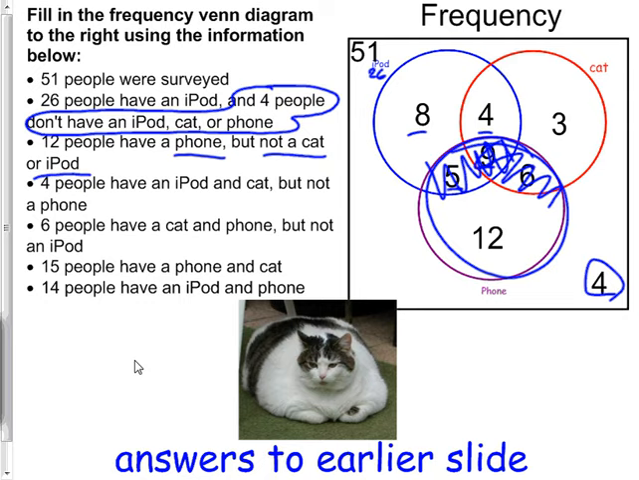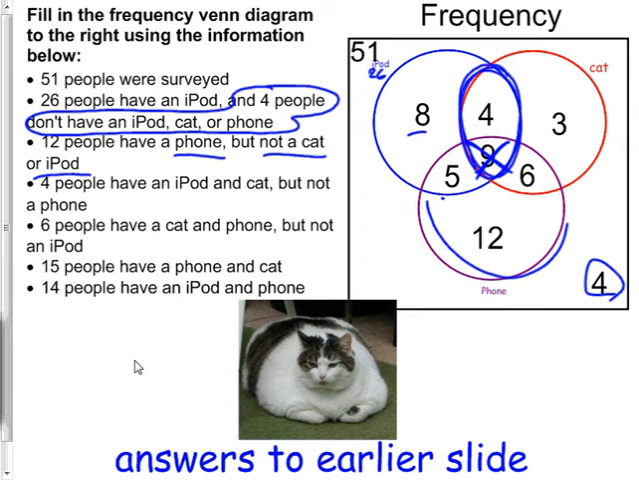4 people have an iPod and a cat, but not a phone. Oh, this is getting complicated. 4 people have iPod and cat, not phone. Here's iPod and cat. And then when they say not phone, can't go there. That's why that's a 4. How many have a 4 in that spot? Almost everybody. Okay, good. Next one.